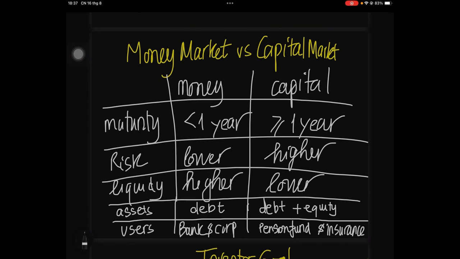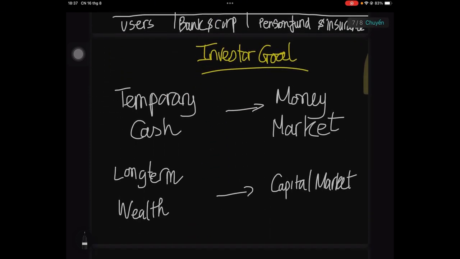Investment decisions always start with one question: when will I need this money? Time horizon determines the appropriate market. Let's imagine two investors. Investor A, a company CFO. The company has $50 million that will be used in 9 months. The priority is protecting the money. A money market investment makes sense.